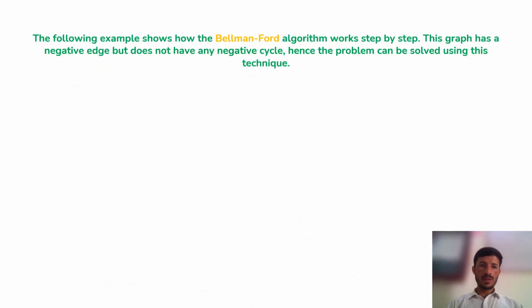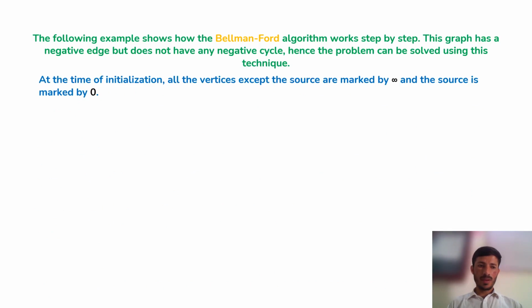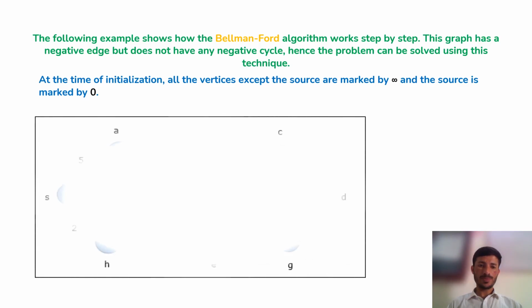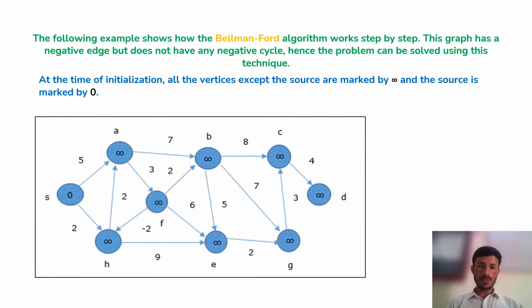So the following example shows how the Bellman-Ford algorithm works step by step. This graph has a negative edge but does not have any negative cycle. And also the problem can be solved using this technique. At the time of initialization, all the vertices except the source are marked by infinity and the source is marked by 0. So this is our graph.